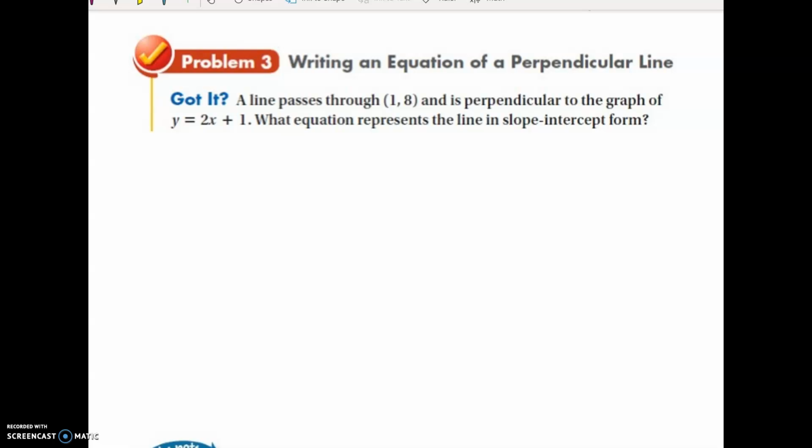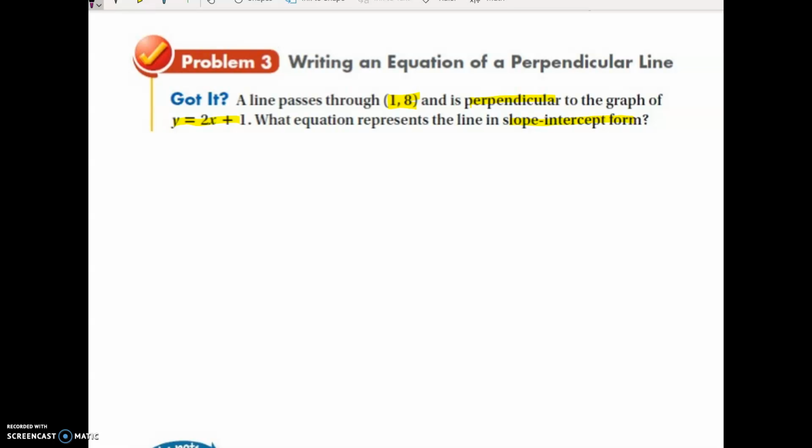So we're going to continue and work on problem 3 from the notes, writing an equation of a perpendicular line. Same idea as the example we just looked at. We want the line to pass through this point, and we want it to be perpendicular to the graph of this line. And again, they want us to write the equation in slope-intercept form.